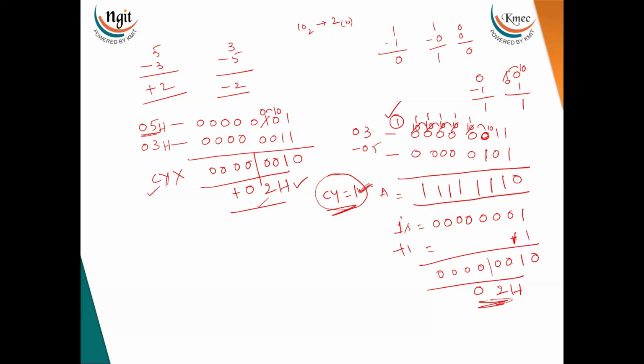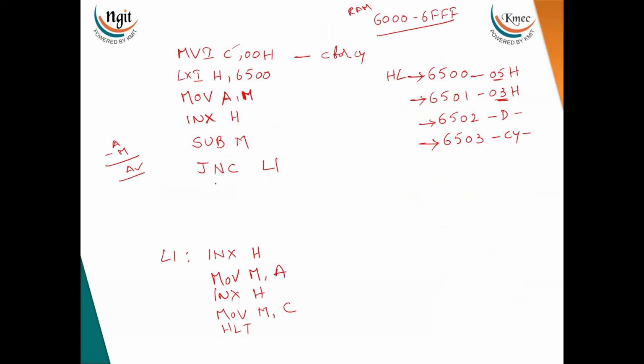Borrow set means carry generated. If carry is generated, what do you need to do first? You have to save the carry. How to save the carry? INR C means this C register I am incrementing by 1, thereby saving the carry in this register.